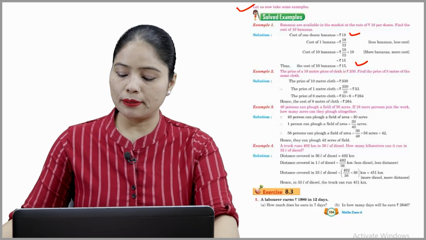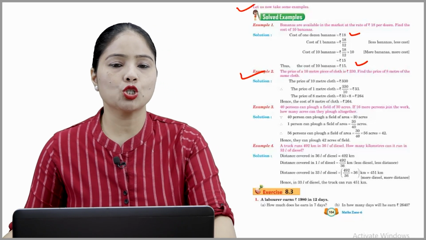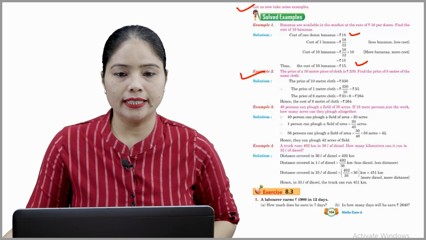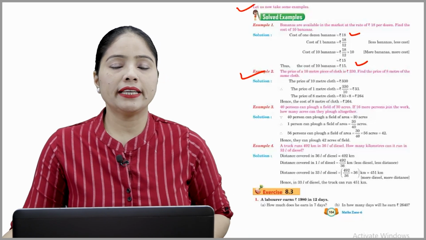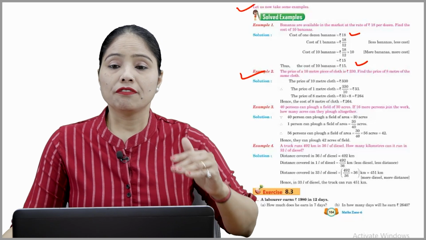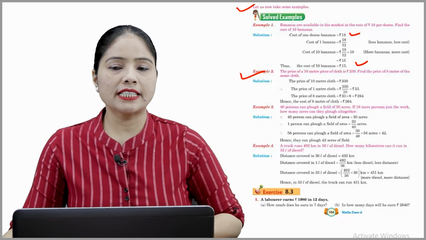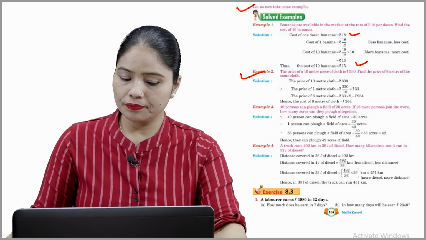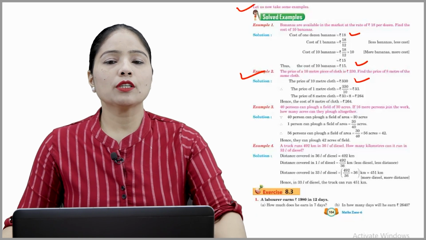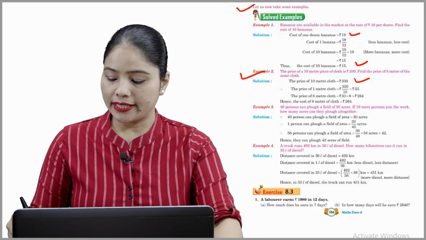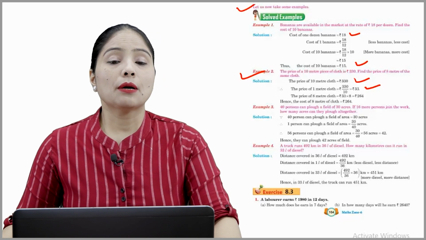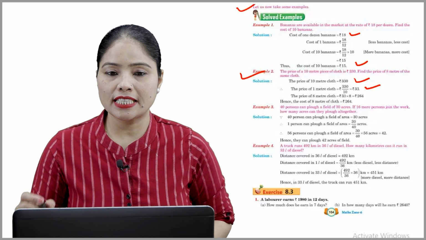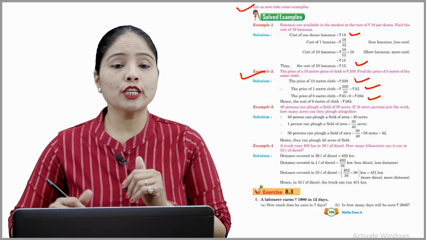I hope you understood well beta. So now move on to example number 2. The price of a 10-meter piece of cloth is rupees 330. Okay. The rate of 10 meter cloth is 330 rupees. Find the price of 8 meter of same cloth. Solution. The price of 10 meter cloth is 330. The price of 1 meter cloth will be 330 divided by 10, which is equal to 33. The price of 8 meter cloth is 33 into 8, which is 264. Okay. I hope you understood well.